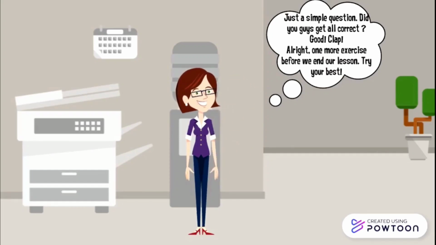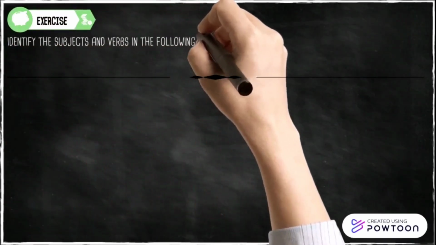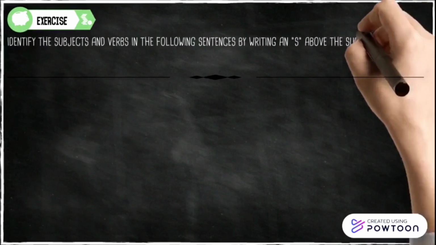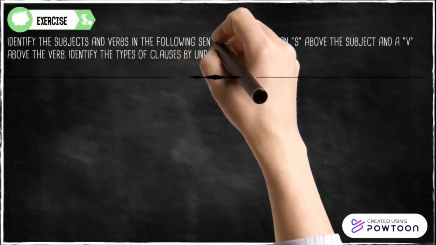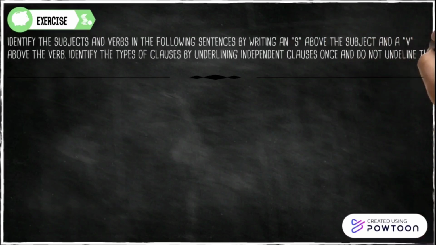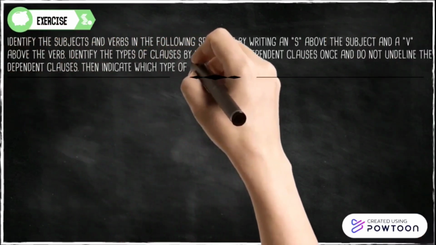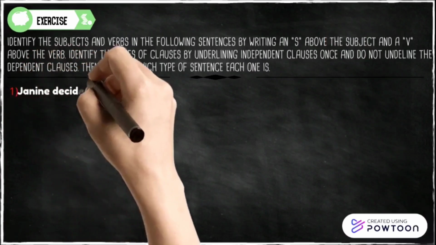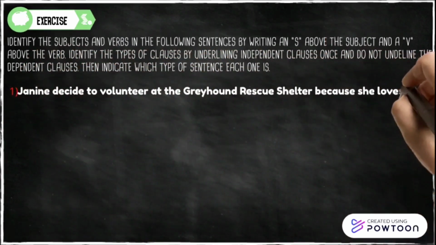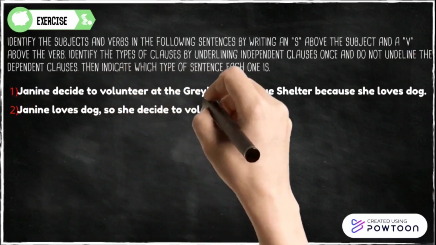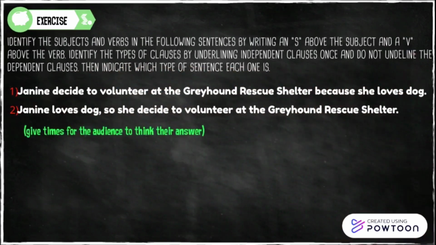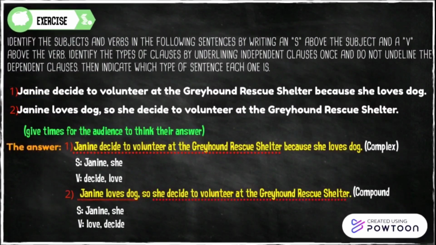Alright, one more exercise before we end our lesson. Try your best. Exercise 2. Identify the subject and verbs in the following sentences by writing S above the subject and V above the verb. Identify the types of clauses by underlining independent clauses and do not underline the dependent clauses. Then, indicate which type of sentence each one is. Take your time to answer the question. Now, let's check the answer.